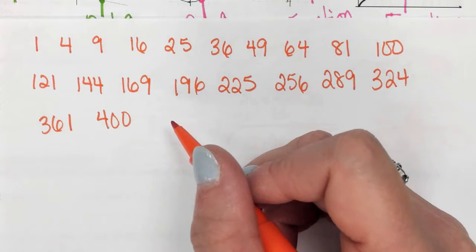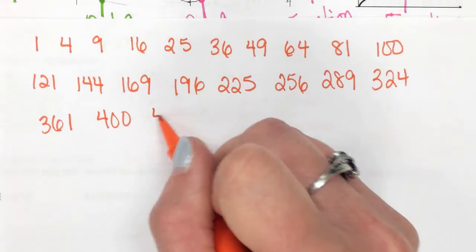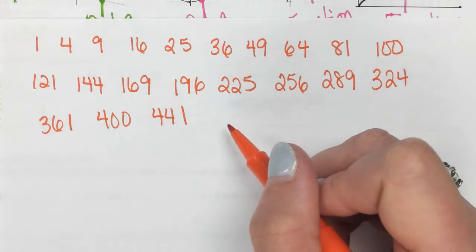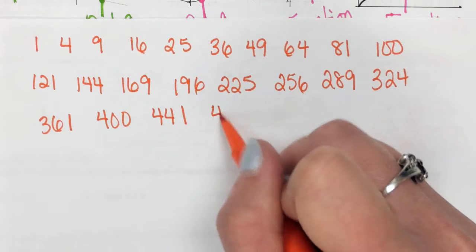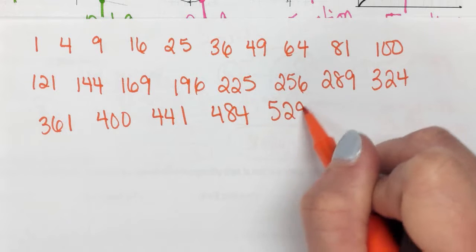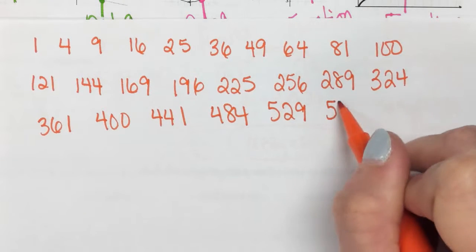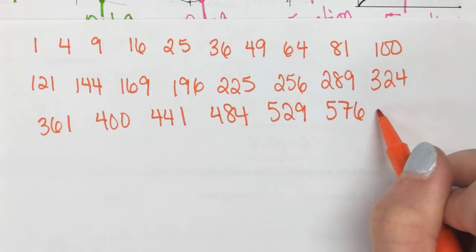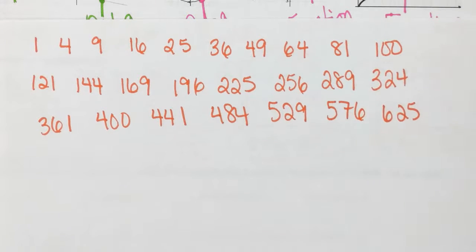What about 21? 441. 22? 484. 23? 529. 24? And last one, 25. 625. There you go.